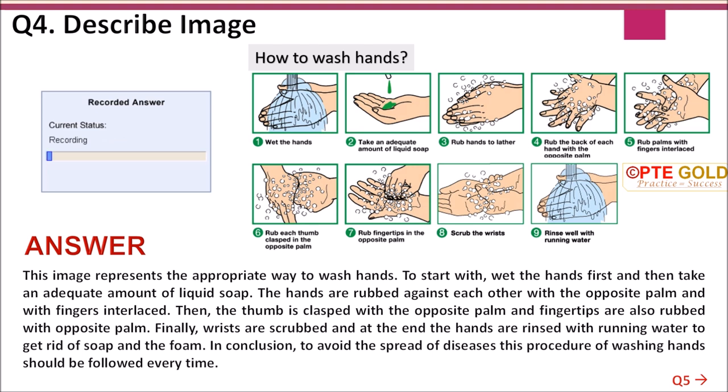This image represents the appropriate way to wash hands. To start with, wet the hands first and then take an adequate amount of liquid soap. The hands are rubbed against each other with the opposite palm and with fingers interlaced.